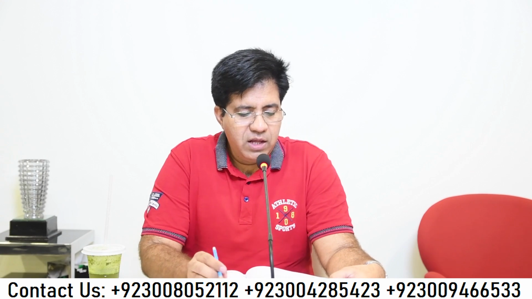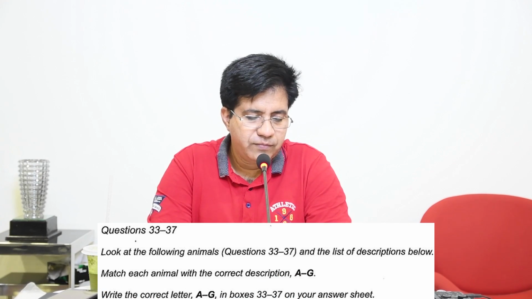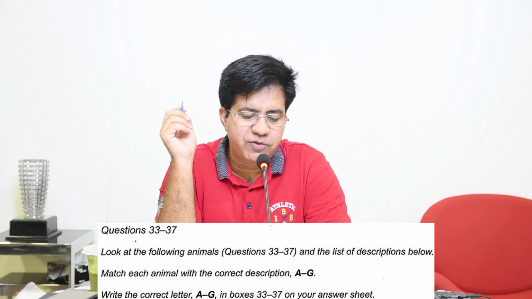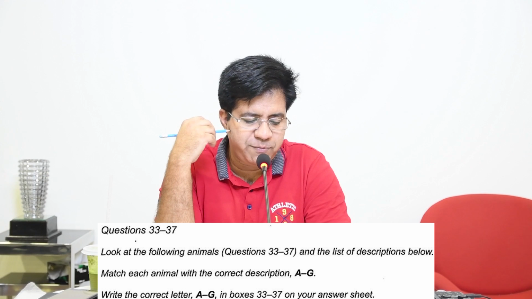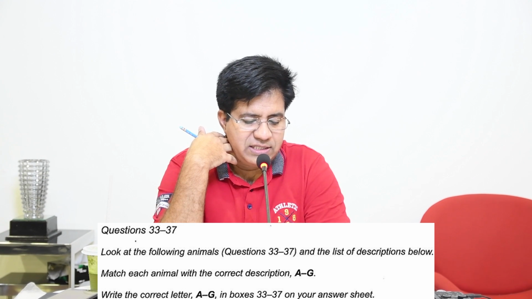Okay, questions 33 to 37. Look at the following animals, questions 33 to 37, and the list of descriptions below. Animals' names are 33 to 37, and the list of descriptions. Now tell me, is it type A or type B? Type B. Good. How many of you said type B? No, it's type A.